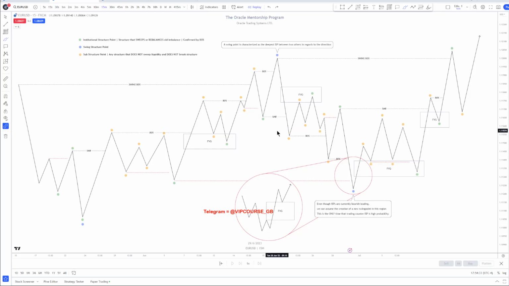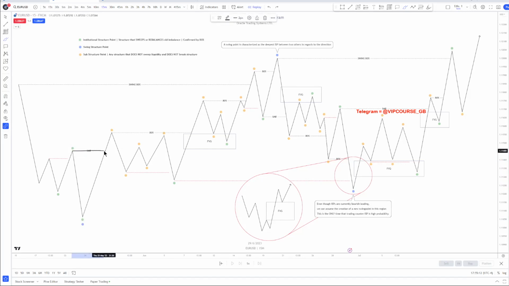An SMB is simply when one ISP overtakes another ISP. So looking here, we have ISP 1, we have ISP 2, we have a break or an ISP failure. ISP 1 has failed to hold and produce a new low. It failed to hold. Price has now come above it and closed. ISP 2 has caused that to happen.